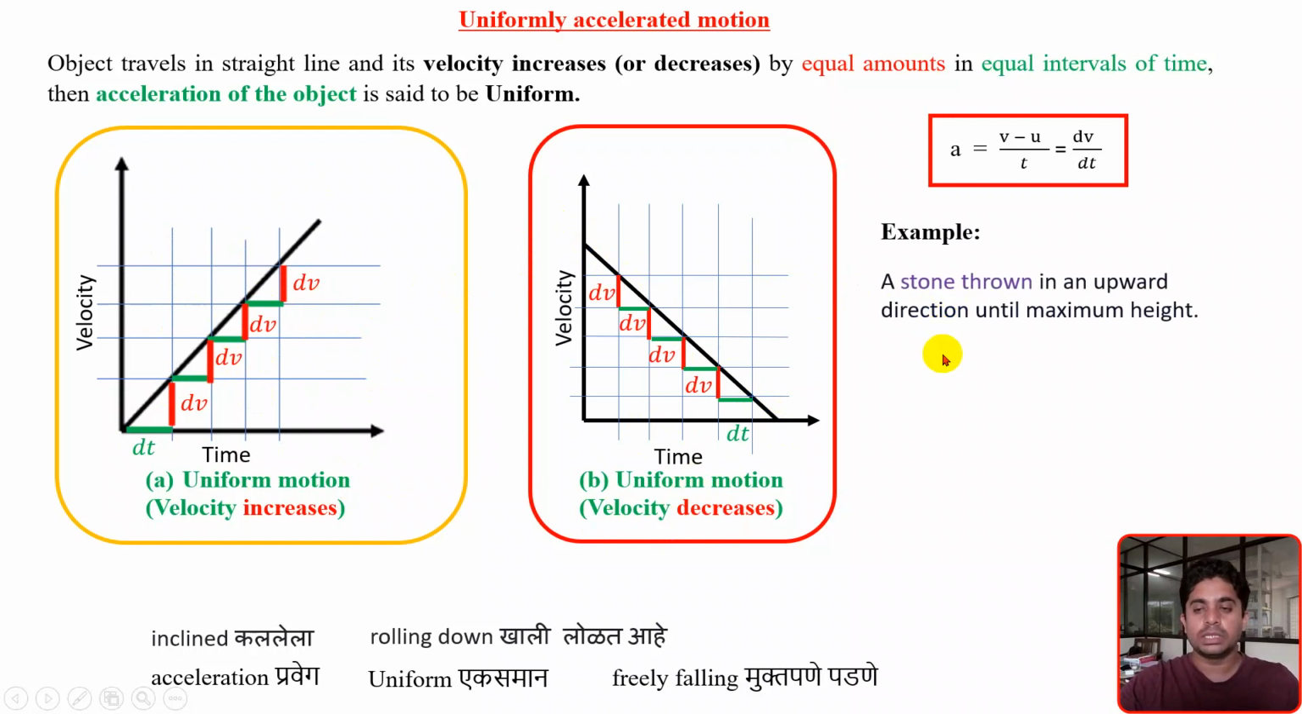So what is an example of this? A stone thrown in the upward direction until the maximum height. This example we will discuss in detail in the next video. But the thing is, for this case velocity is increasing. For this case velocity is decreasing. But as we have said, as per the definition of uniformly accelerated motion, the increase or decrease in velocity, the magnitude of that, is equal for any time interval, or in equal intervals of time. So such kind of motion is called uniformly accelerated motion.